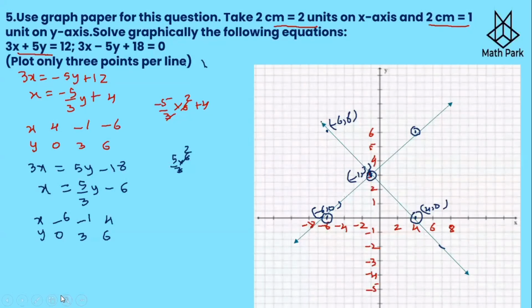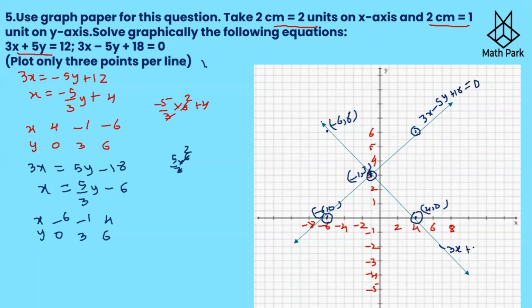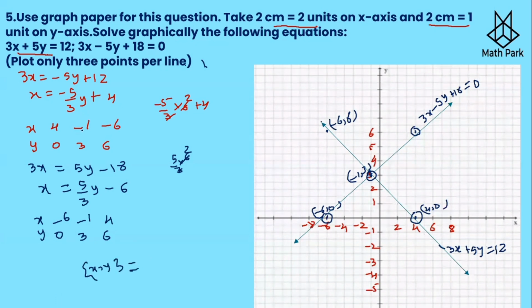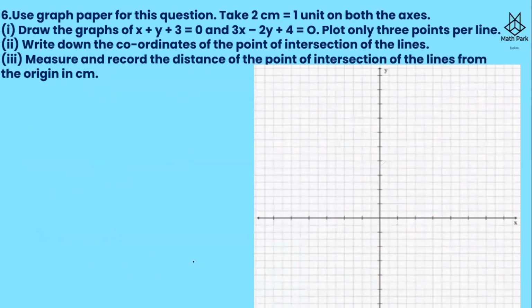Don't forget to write the equations of the line there. So the equation of this line was 3x minus 5y plus 18 equals 0. And the equation of this line was 3x plus 5y equals 12. Okay. So this is how we have drawn the lines, and where the two lines meet is the solution. So the solution of these two equations is where the lines are meeting. From here itself we get, the common point is nothing but the solution. So the solution is x is equal to -1, y is equal to 3. Got it?